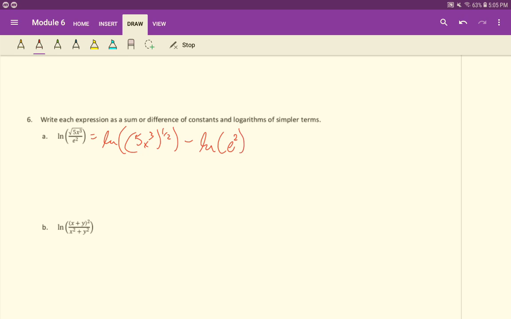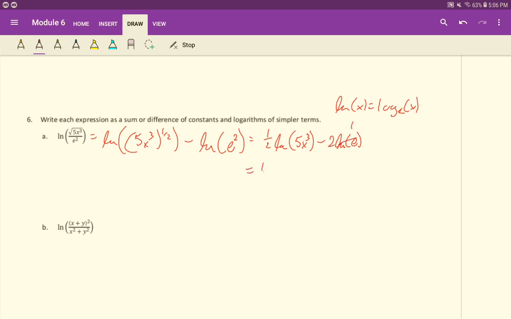Using our properties here, we have the exponent, so we can bring that out front. Likewise here, the 2 we can bring out front. And so we have 1/2 natural log of 5x to the 3rd minus 2 natural log of e. Now I said natural log is the same thing as log base e. So when we have natural log of e, that's going to simplify to just 1.